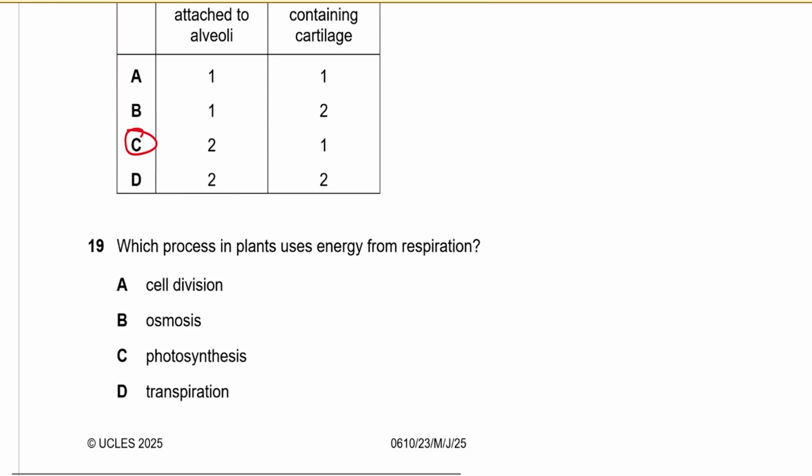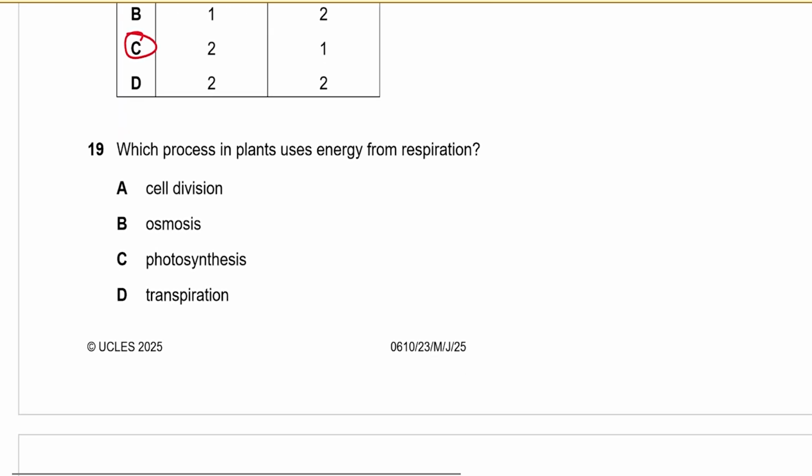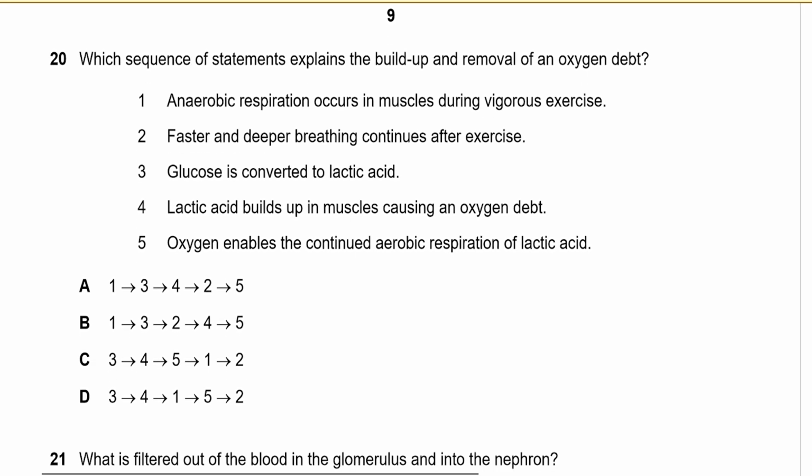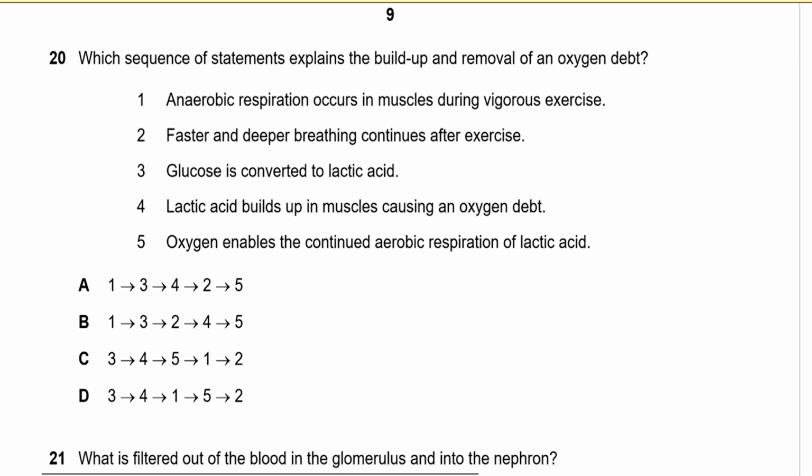Number 19 says, which process in plants uses energy from respiration? Is it cell division, osmosis, photosynthesis, or transpiration? Transpiration does not require energy. Photosynthesis uses energy from sunlight, energy from the sun. Osmosis does not use energy, but cell division usually uses what? Energy from respiration.